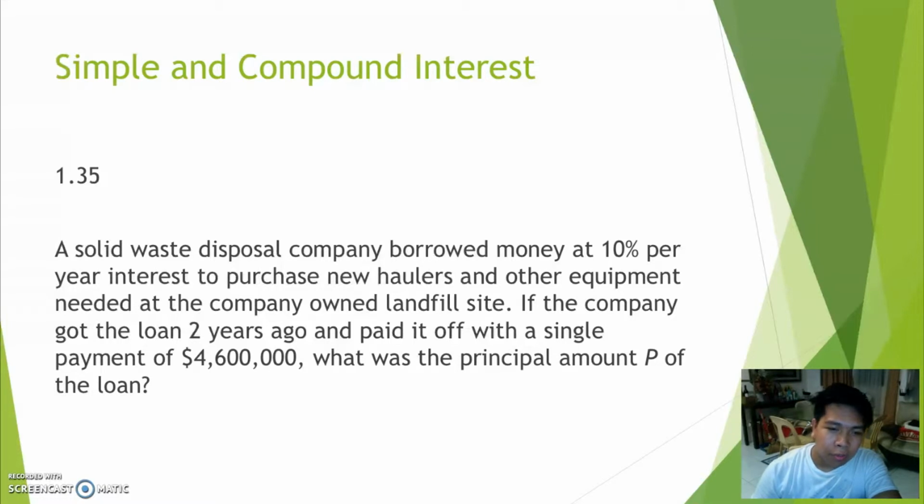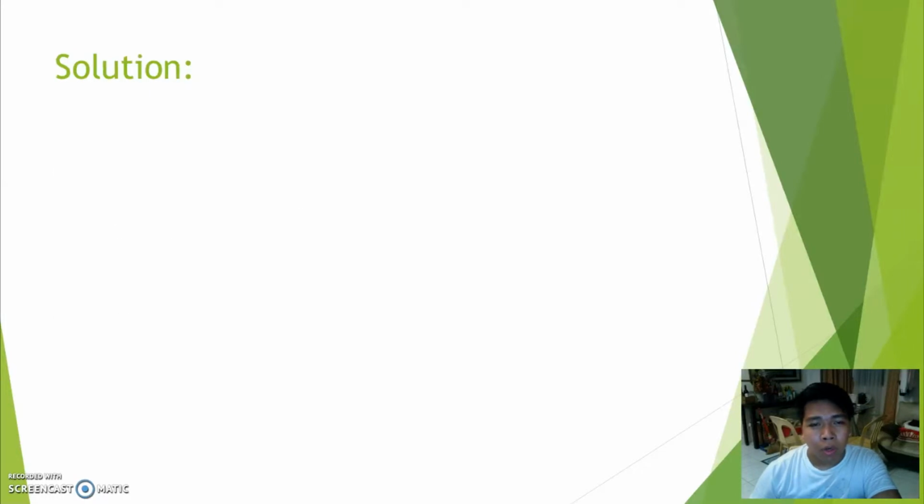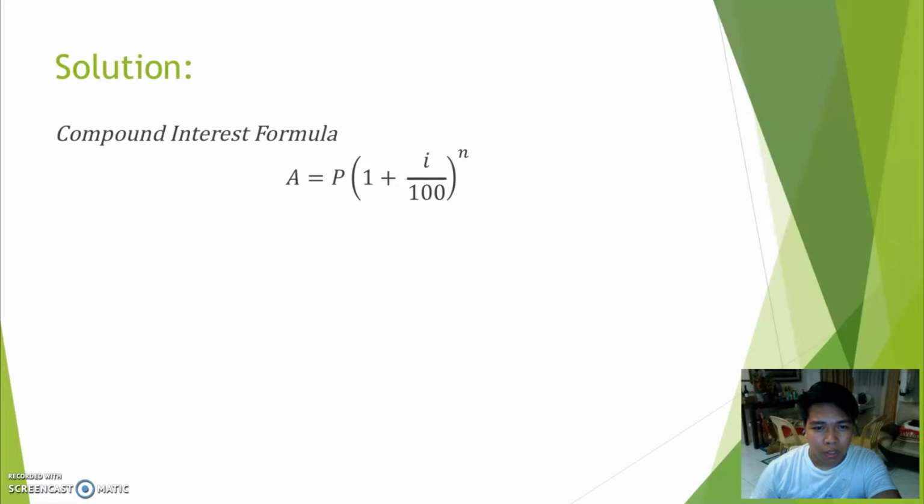By analyzing the problem, we know that we were given the interest rate of 10%, the end of year amount of $4,600,000, and a period of 2 years, and we were required to find the principal amount of the loan. To solve the problem, we just have to know the formula for compound interest, which is A equals P times 1 plus the interest rate over 100, raised to the power of the period.